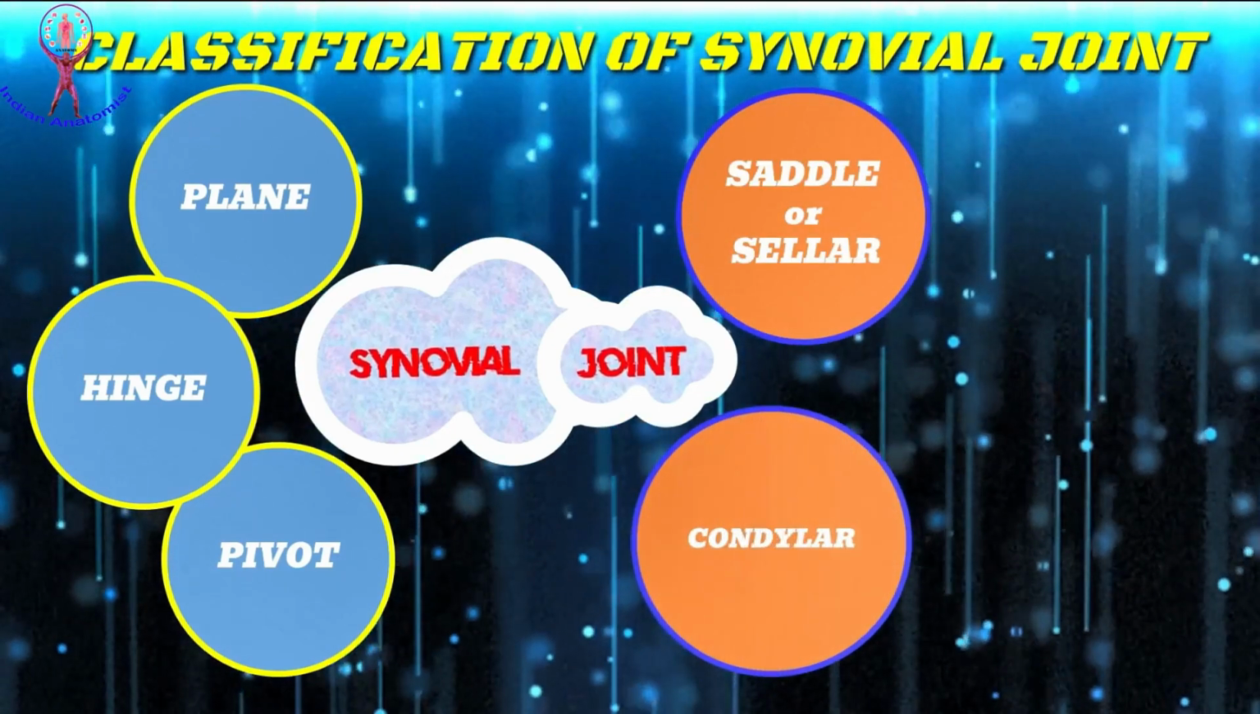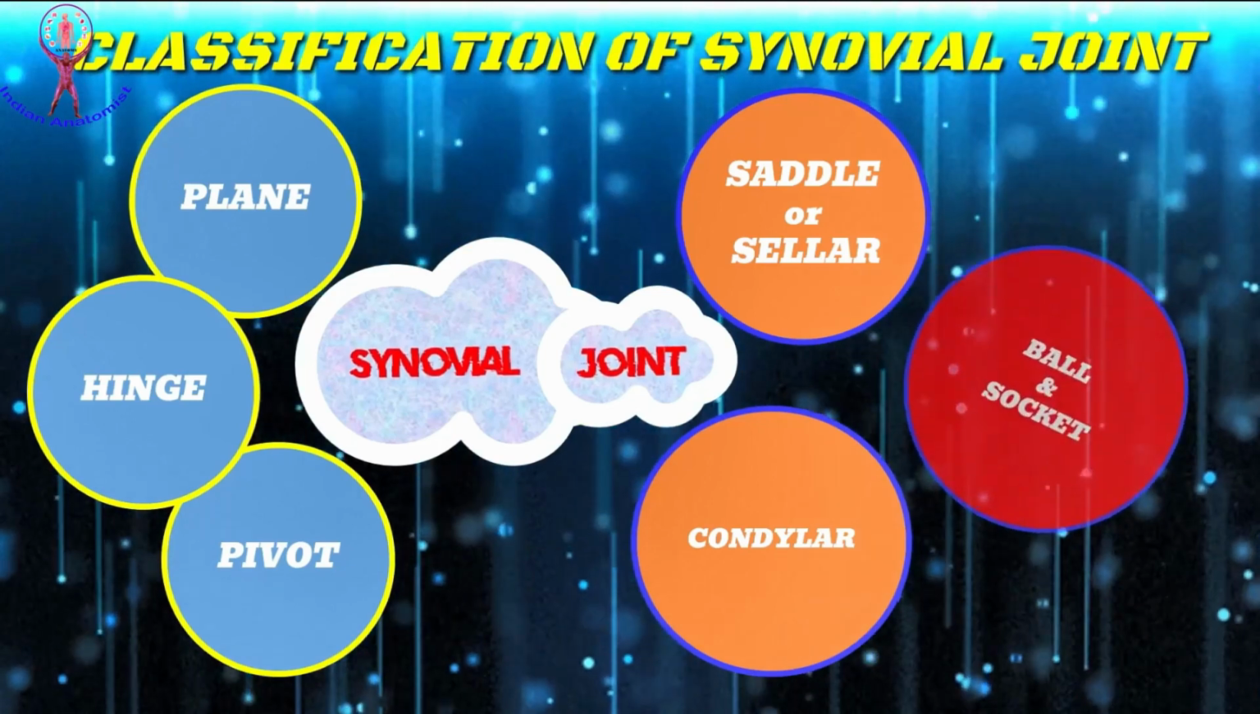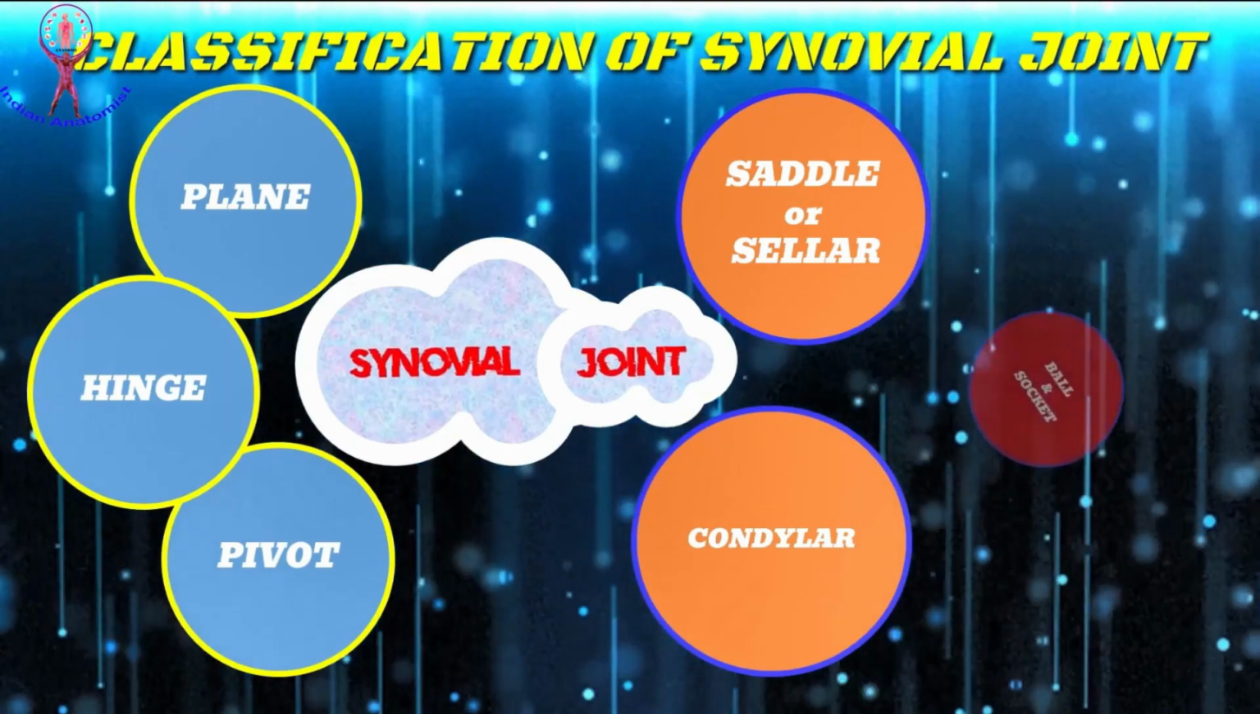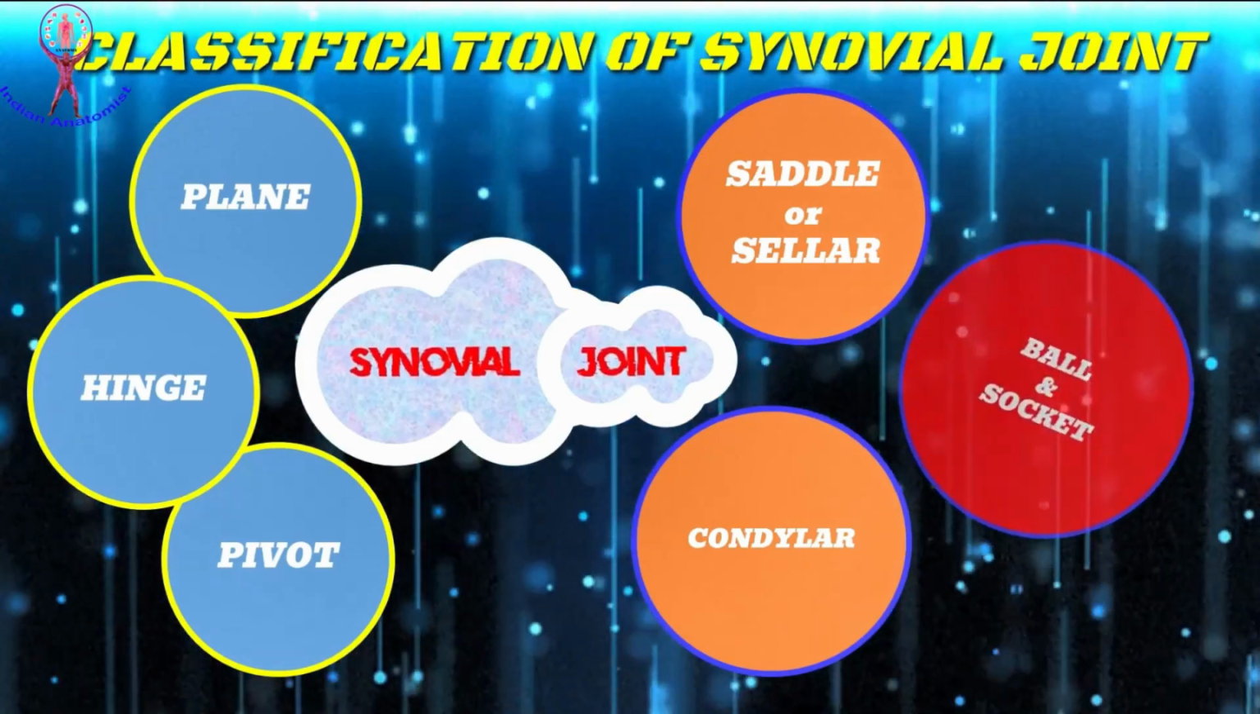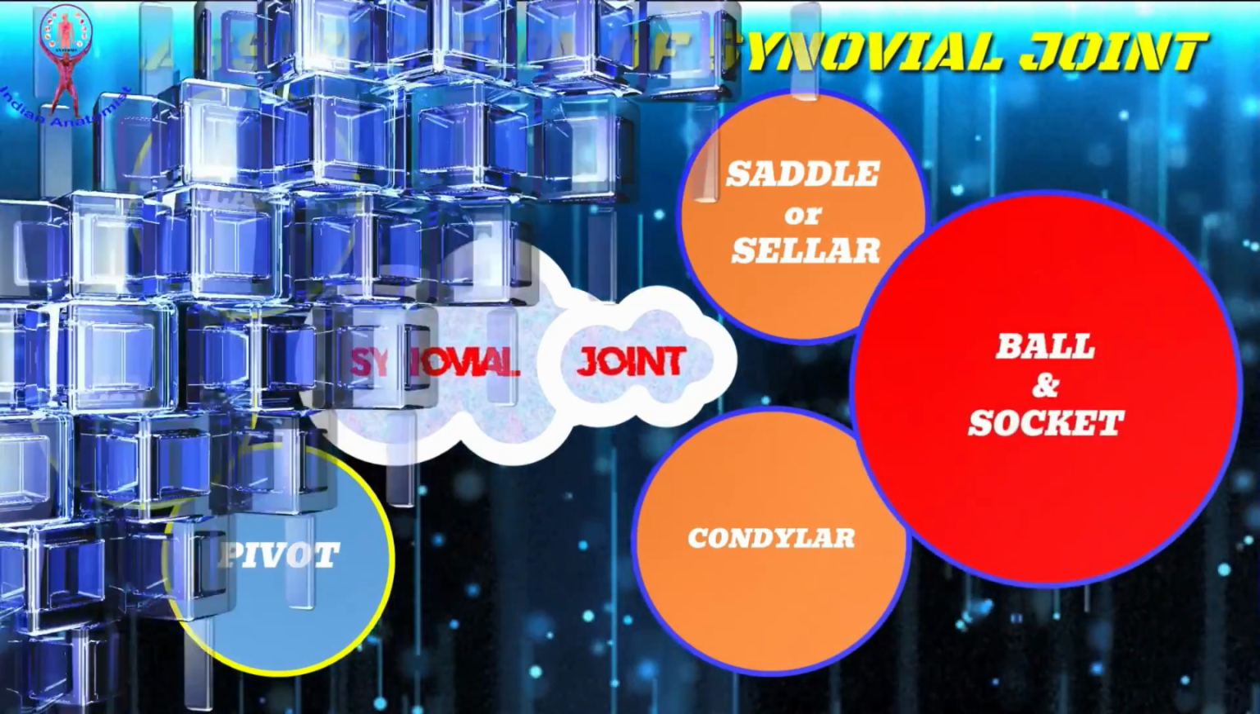And finally, 6 is ball and socket joints. This is a highly advanced type of joint, which at a time produces different types of movement in combination.